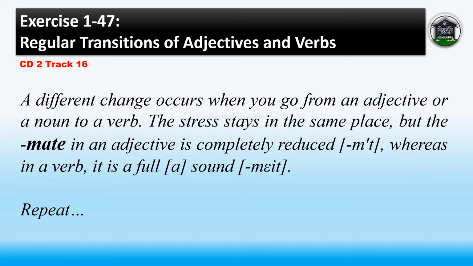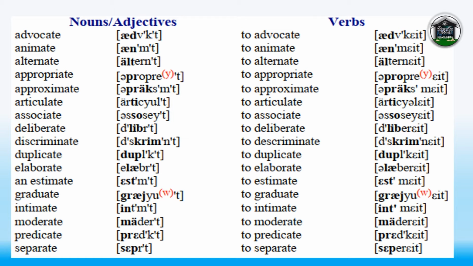Exercise 147, regular transitions of adjectives and verbs. A different change occurs when you go from an adjective, or a noun, to a verb. The stress stays in the same place, but the MAT in an adjective is completely reduced to mt, whereas in a verb, it's a full A sound, mate. Repeat. Advocate, to advocate. Animate, to animate.